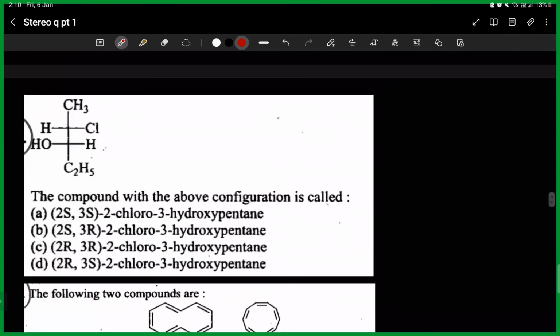Now let's see the 15th question. RS configurations. So you have to follow the CIP rules. So numbering, you'll start from here. 1, 2, 3, 4. Okay. Now let's discuss for the second carbon. So I'm drawing second carbon differently. So you have CCl, C2, Cl, H4. Okay. And then you have OH, H, C2, H4. So this is the second carbon.